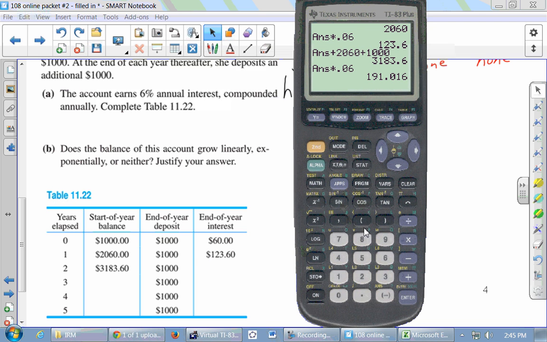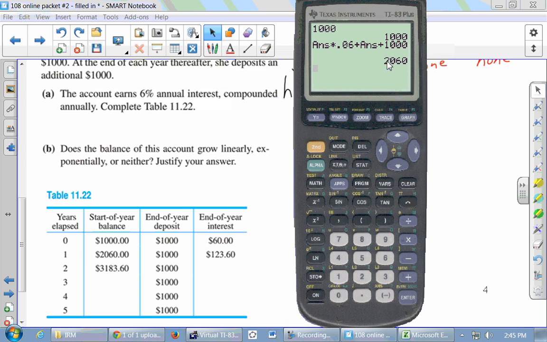But the clever way to do this is something like as follows. I'm going to type in 1,000 and just hit enter. Seems kind of silly, but bear with me. Here's the basic plan. We're going to take the 6% interest and multiply it by the principal. So we're going to do the previous answer times 0.06. But then we're going to add the previous answer, and then we're going to add another $1,000 on top of that.